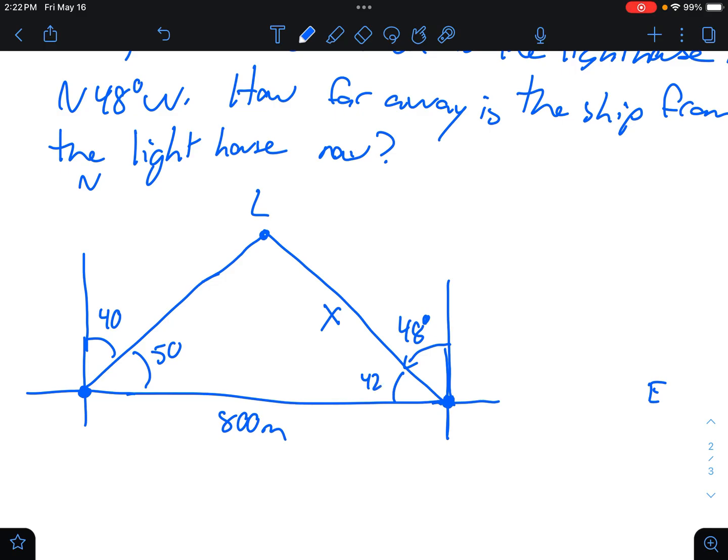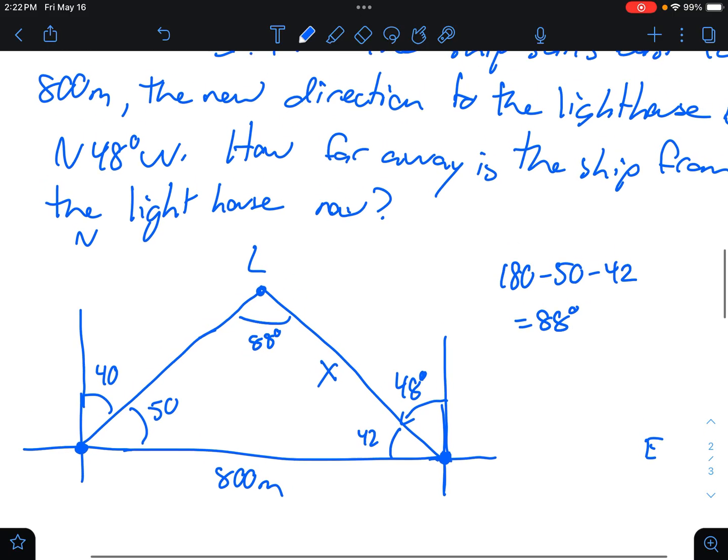And once you've done that, you're going to realize that this is actually a sine law question. So for sine law, you'd have to figure out the angle at the top right here. The angle at the top would be 180 minus 50 minus 42, which I believe gives you 88 degrees. So this is 88. And once you've got that, now you've got an angle with its opposite side. So to solve this, you would go x over sine 50 equals 800 over sine 88, and that's how you would solve this thing, okay?